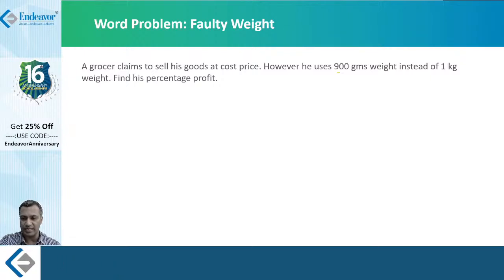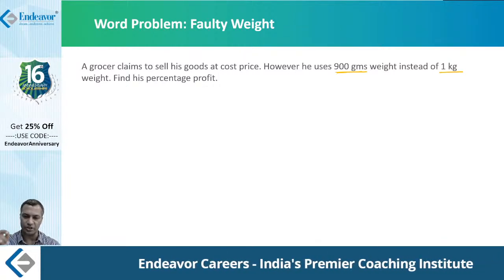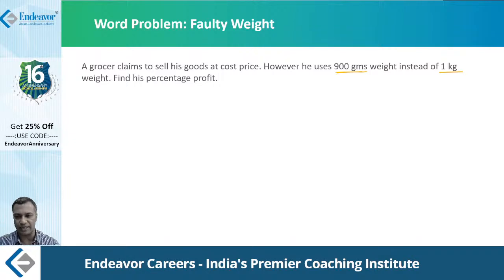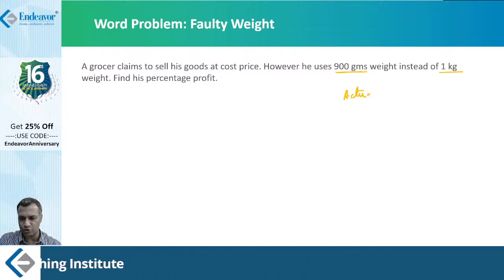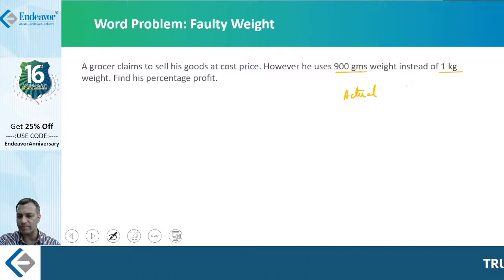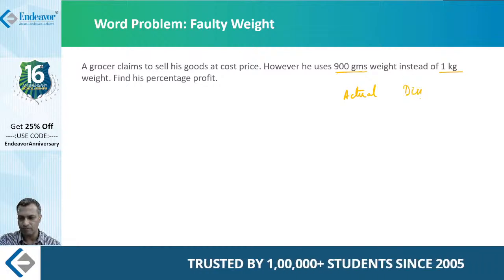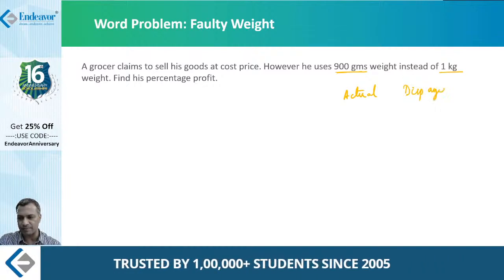He is using a weighing stone which is 900 grams, but on which it has been printed as 1 kg, or he calibrated the weighing machine in such a way that although you put 900 grams of weight on the machine, it shows 1 kg. That's two things: the actual weight versus what is being displayed or indicated. There are two aspects to this, right?